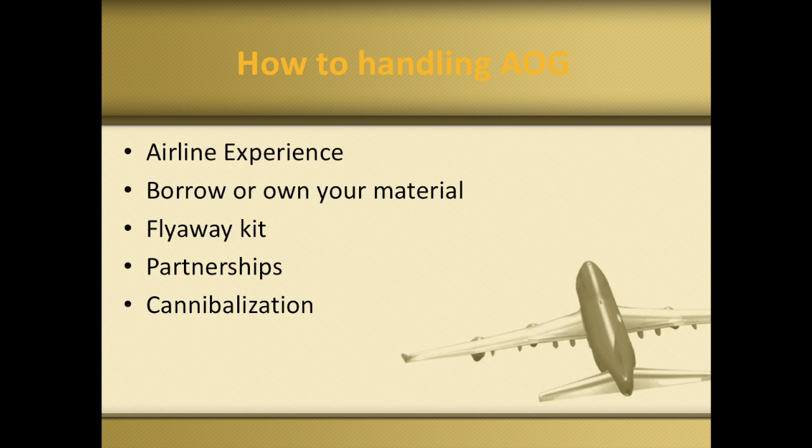And third is the fly-away kit. Some airlines maintain a fly-away kit. This kit holds important items that have a high chance of becoming faulty. They are immediately available during grounding and at outstations. The airline can own this kit or they can work with a materials partner to provide it.